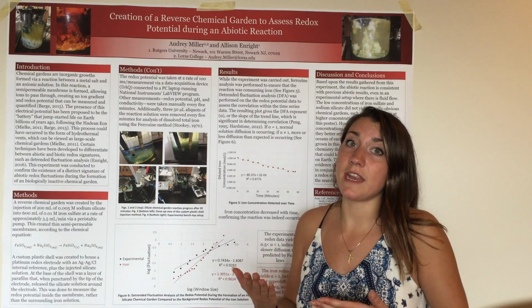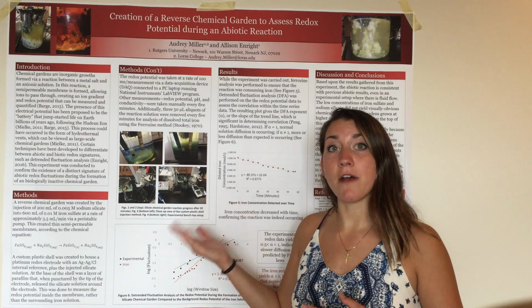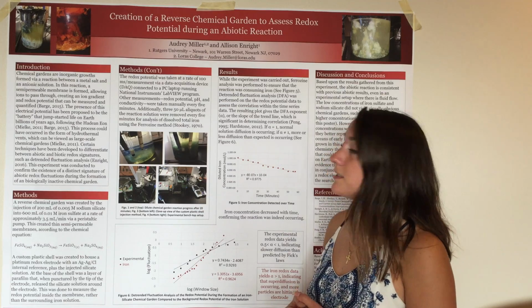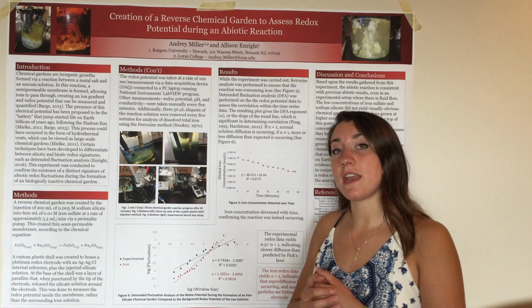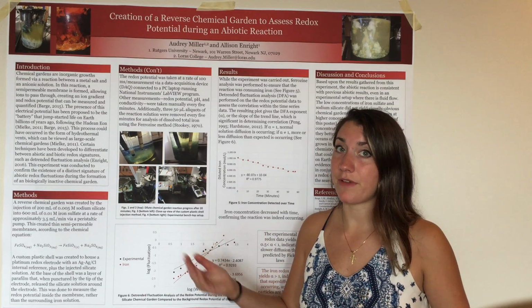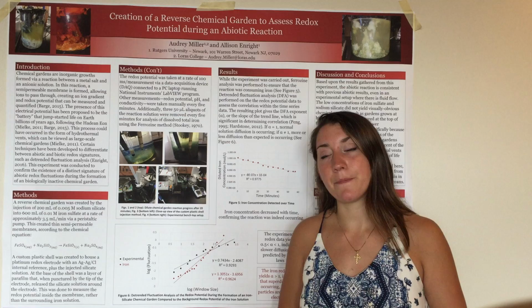Now what we did is, when you grow a chemical garden, you can actually measure things related to that chemical garden. So what we did is we took the redox potential of this garden, because when you form these semi-permeable membranes that form the gardens, you get a pH gradient that can be measured and quantified, which is exactly what we did in this experiment.